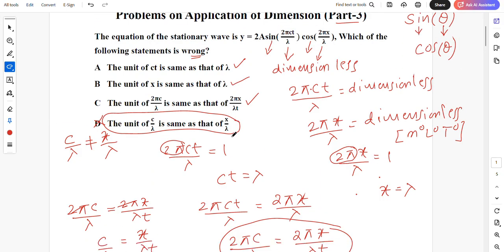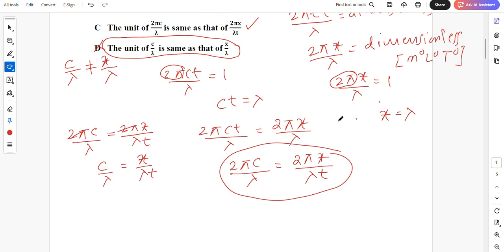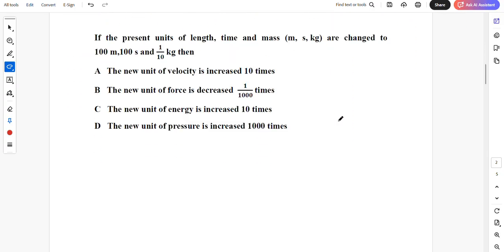Hope you understood. Be careful that whenever you have sine function, cos function, exponential function, even log function is also a dimensionless quantity. Dimensionless means you have to write 1, M to the power of 0, L to the power of 0, T to the power of 0. We'll see the next problem.